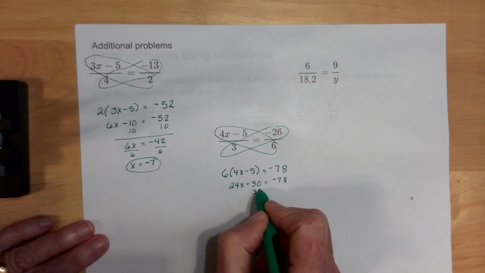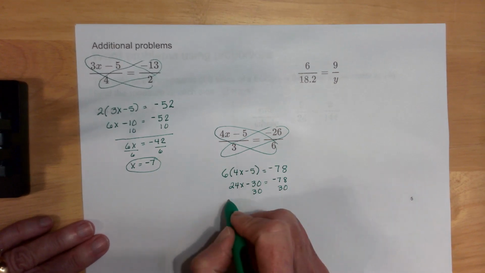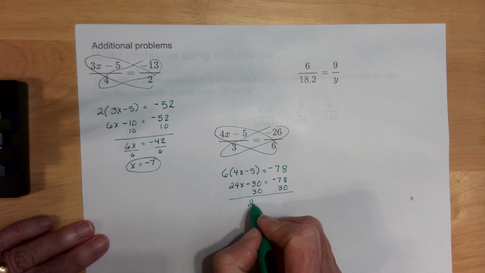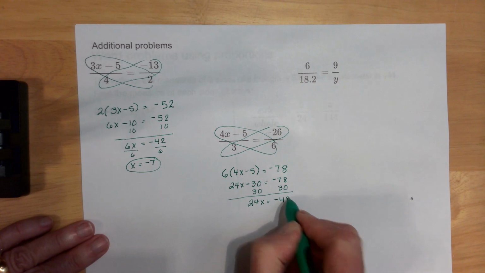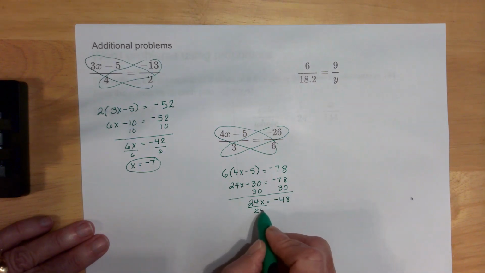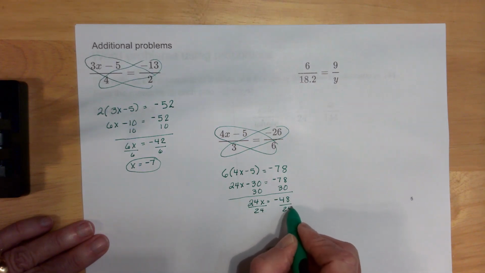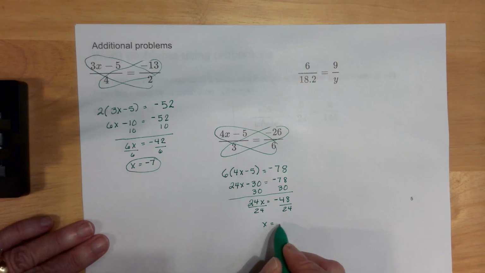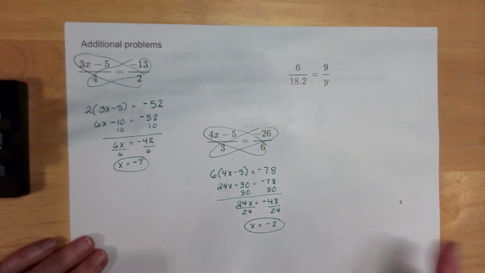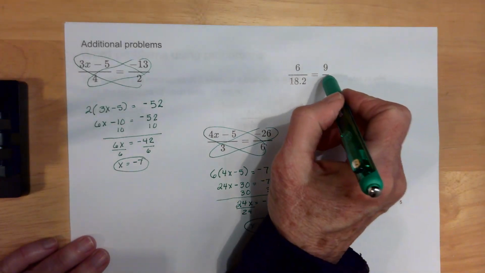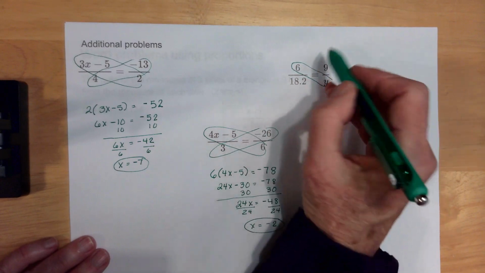I'm going to add 30 to both sides, and I'm going to get 24x is equal to negative 48. I'm going to divide by 24, and I'm going to get x is equal to negative 2. All of this is strictly algebra. You saw it first in Algebra 1, I'm sure.